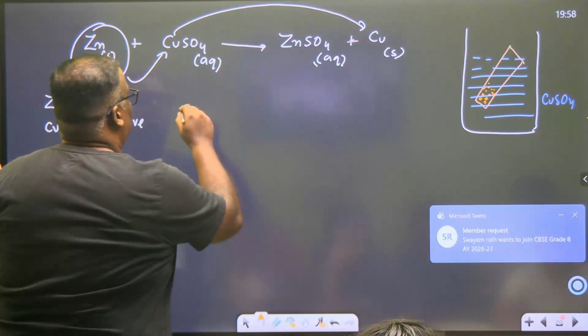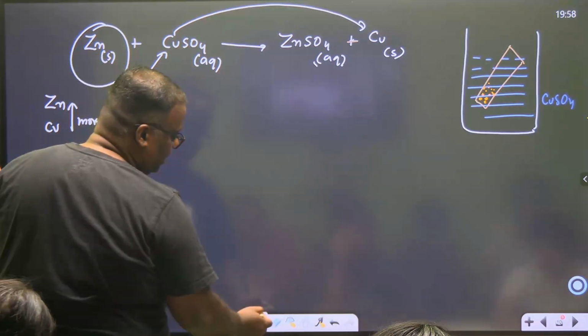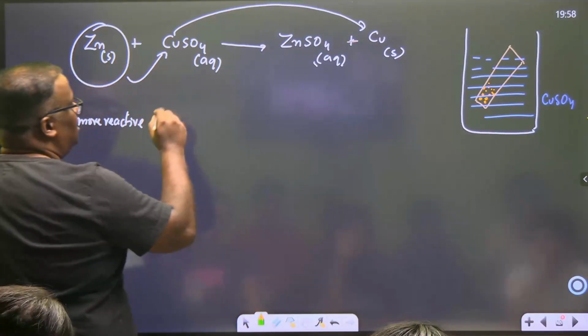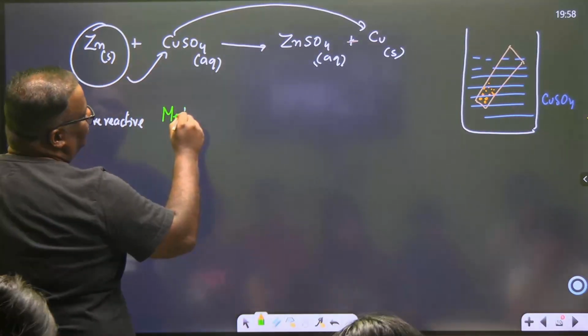Tomorrow grade 9 is starting their classes. So stitch in time. So let's see the mechanism of this reaction.